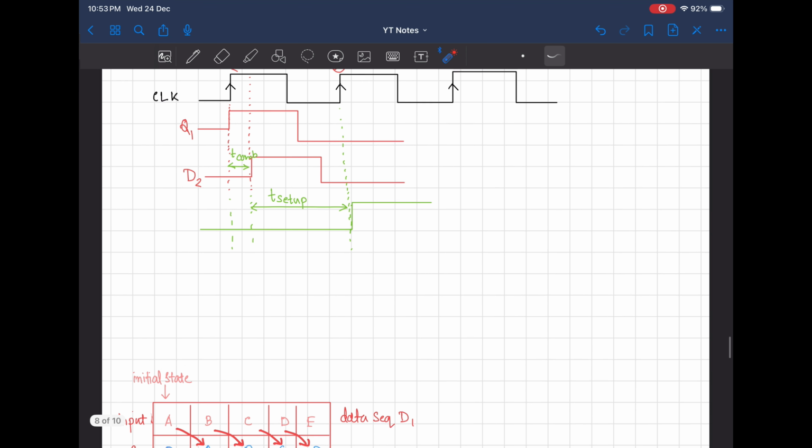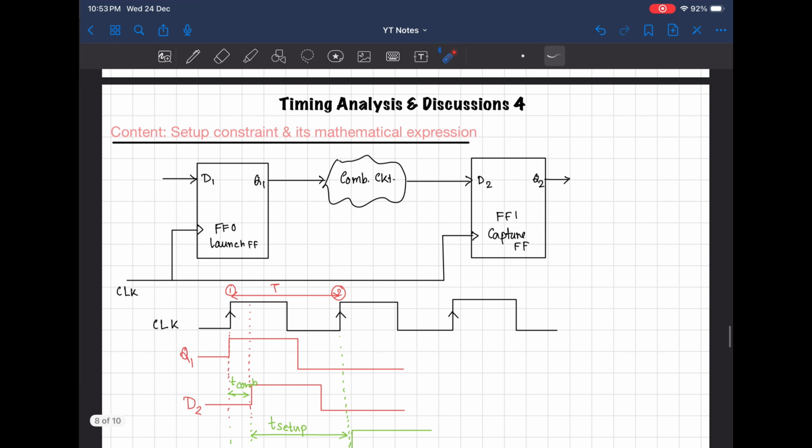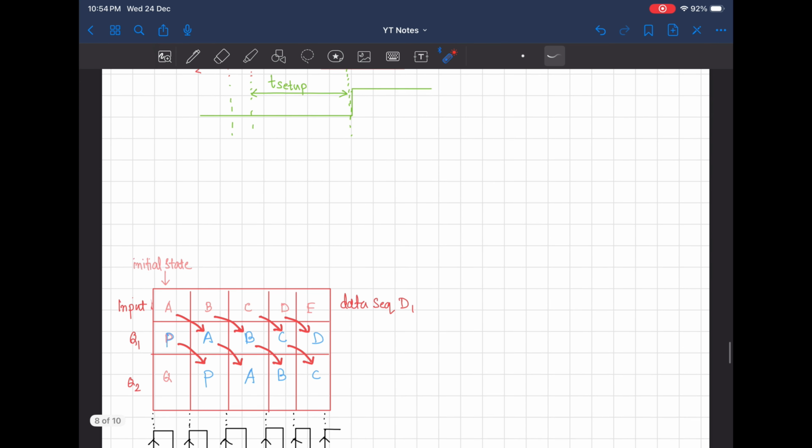So this is the basic definition of the setup time constraint that I tried to explain here.